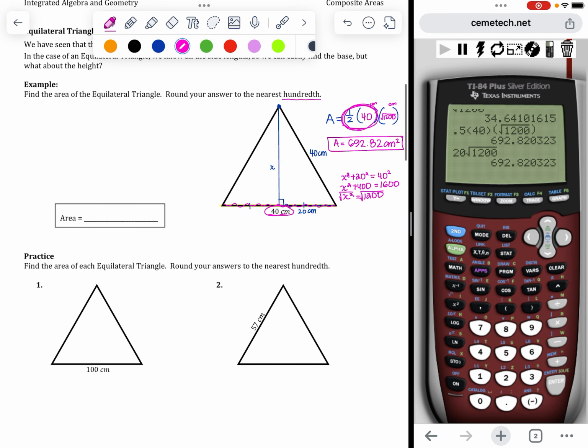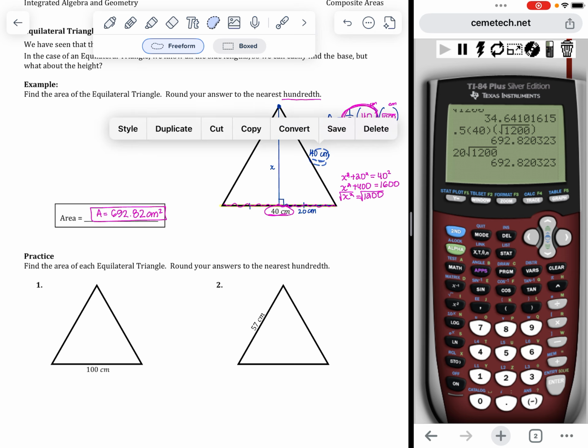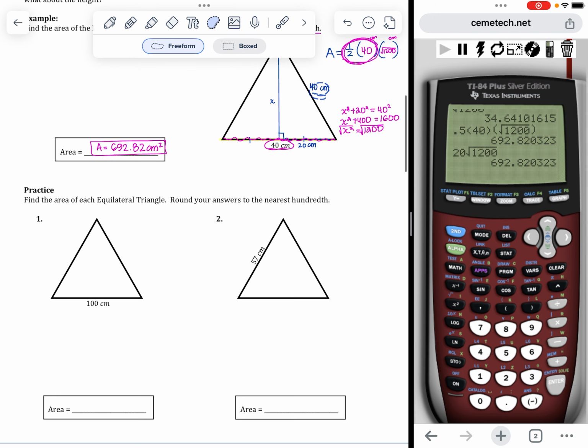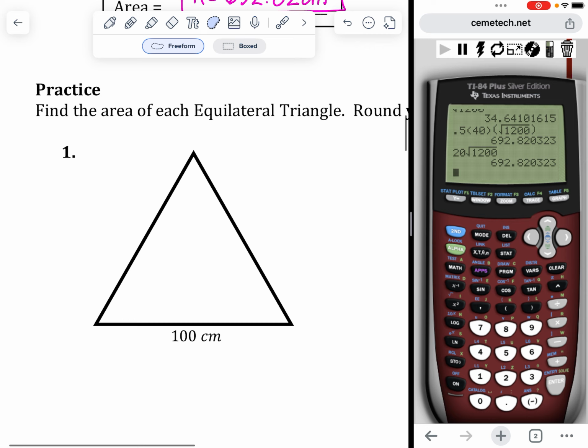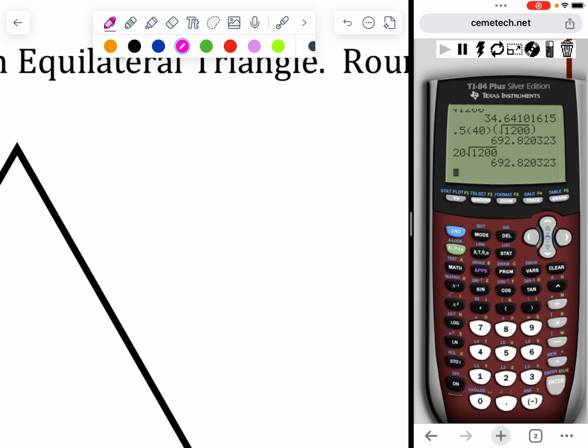Okay. All right, so let me move my area over here. Oh, I actually took my centimeters with me, put that back. Okay, let's try a couple more. Find the area of the equilateral triangle, round your answers to the nearest hundredth. So here's this next one right here. I'm going to do area is equal to... Sorry, sometimes it gets stuck. Oh, I guess I'll just use, no, there we go. Area is equal to 1/2 base times height.